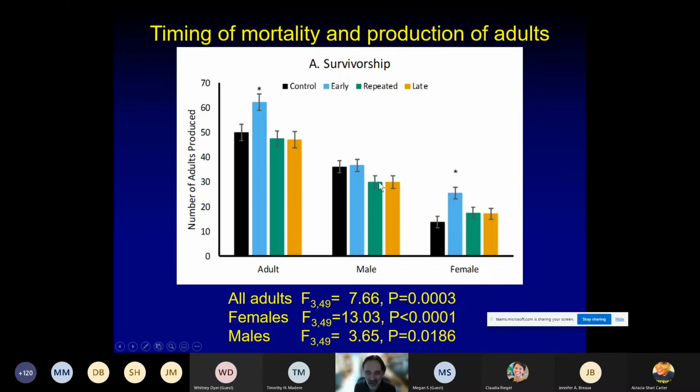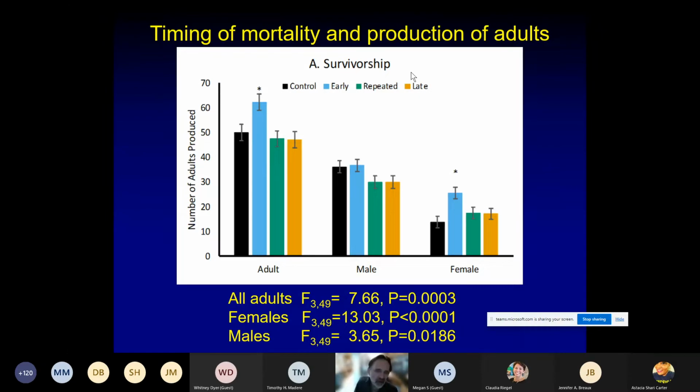you had done nothing. You'll also notice that for the other timings of mortality, repeated or late, we didn't really produce a significant reduction in the number of adults produced. There was about the same number in all cases, statistically anyway, indistinguishable from control, so that any source of mortality might not produce overcompensation, but what would be characterized as compensation, where you impose mortality and the end result is no different than if you had done nothing.